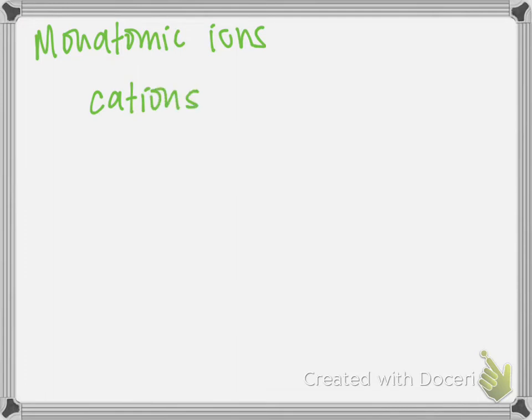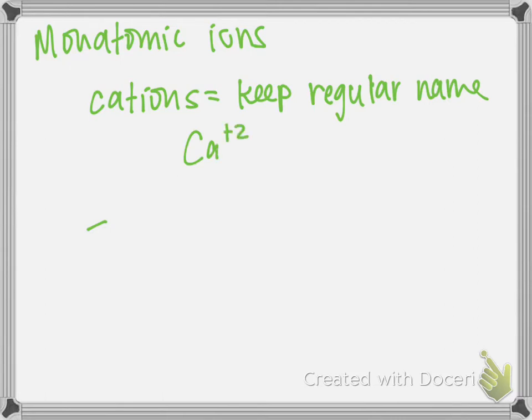A cation, they keep their regular name. So if we had calcium +2, it's still just called calcium, right? It doesn't get a name change just because it has a positive charge. So the cations keep their regular name. Doesn't matter the charge, and doesn't matter the element. And you'll see that if you look on your periodic table of ions side, all of the positively charged ones still have their regular name written there. Do you see that? Okay.